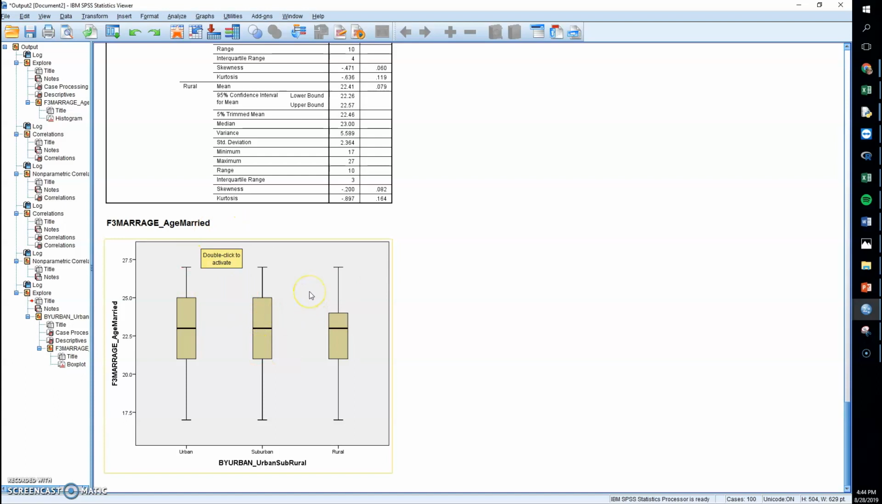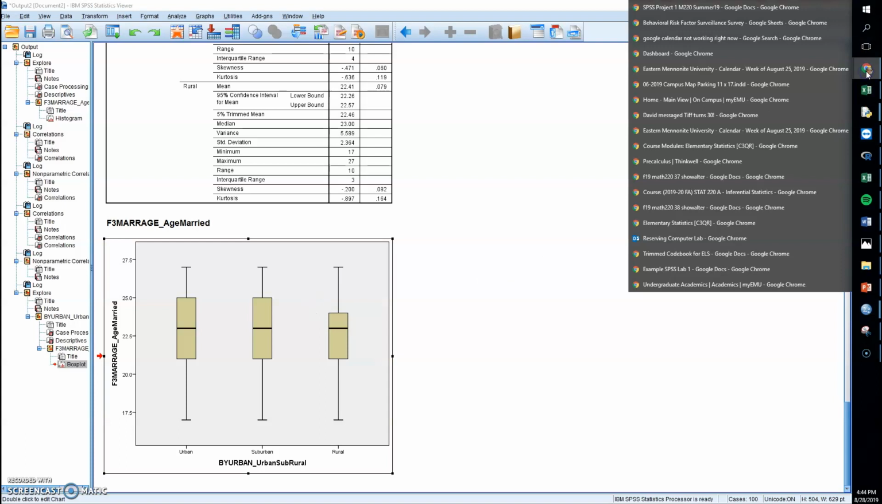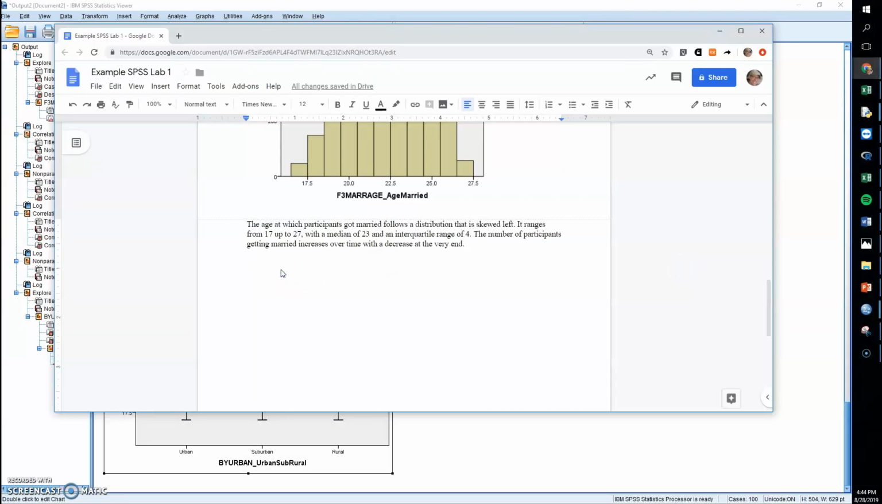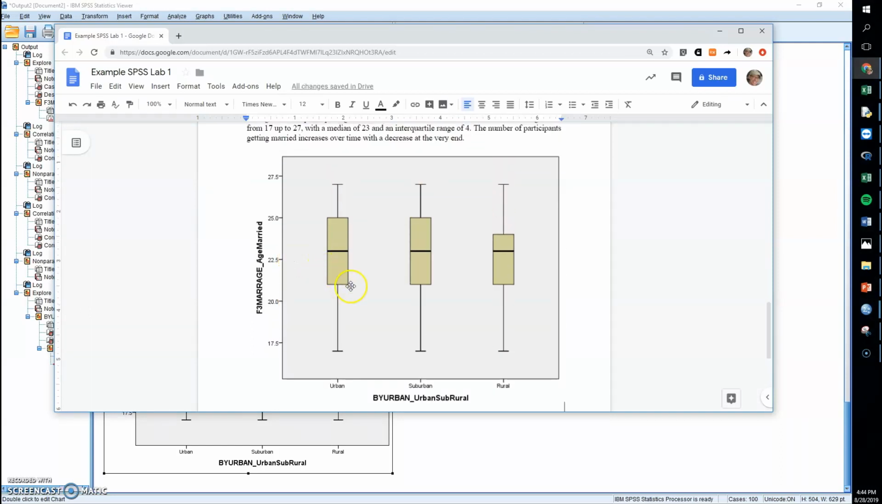And this is what I want you to copy into your Word doc or your Google Doc. So I'm going to paste that there. And it's fascinating to look at these distributions side by side, much more interesting than just to see the overall marriage age distribution. So one thing we're seeing is that the minimum and the max are pretty much the same for the three different locale areas.